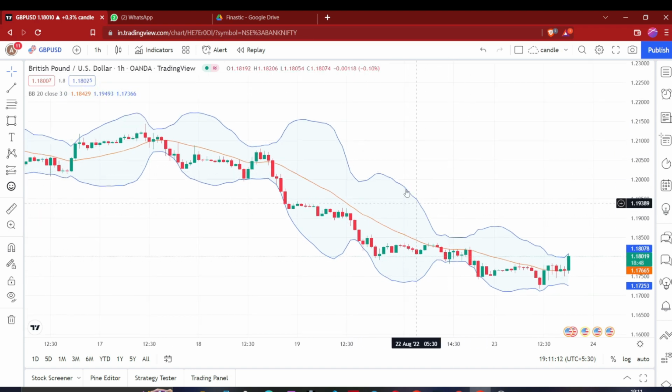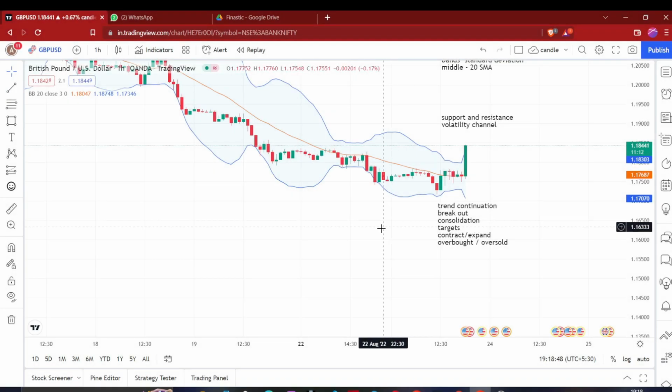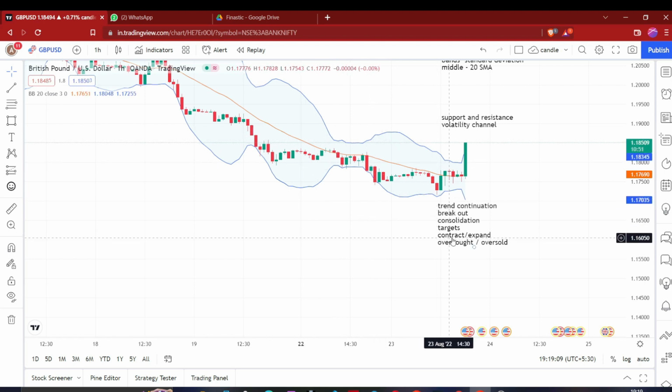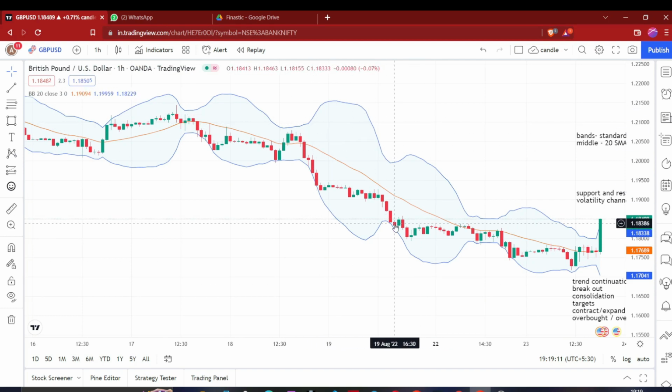Now let us break down the indicator. The two bands, one at the top and one at the bottom, the blue colored bands, are nothing but standard deviations. And the orange line in between is a 20 simple moving average. There are a few things people use this indicator for. One is to identify trend continuation, if the trend will stay intact or it will stop and reverse. Another is finding breakouts. Third is consolidation, if the market or the price will consolidate in between a zone. The fourth one is the contractions and expansions.